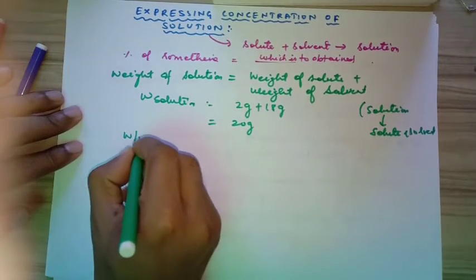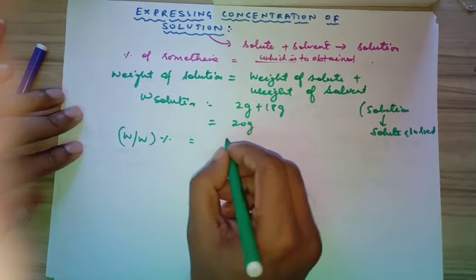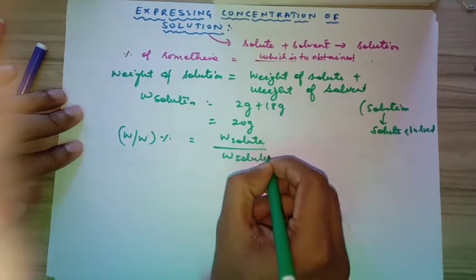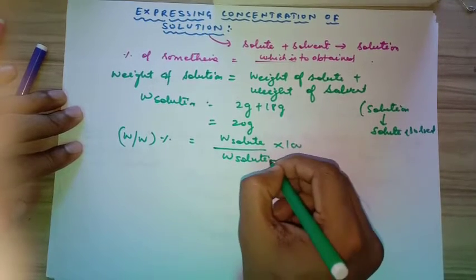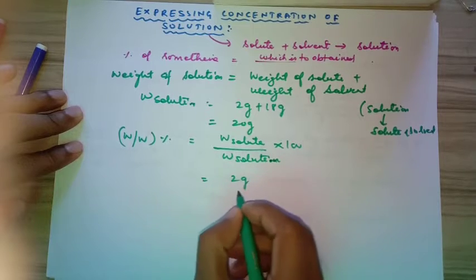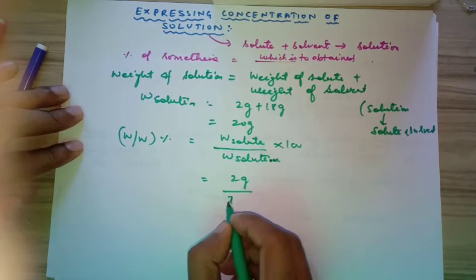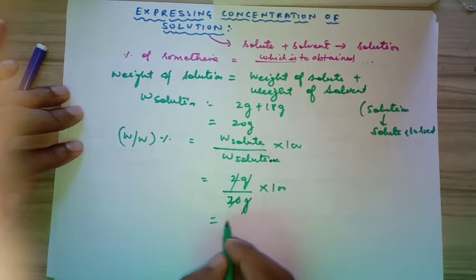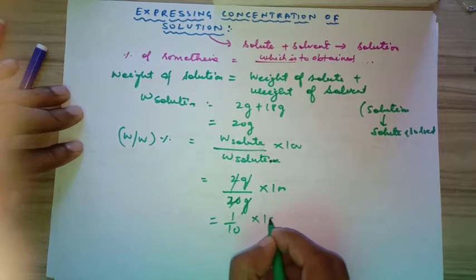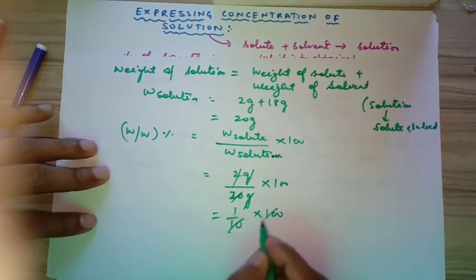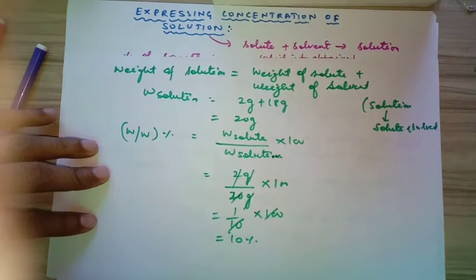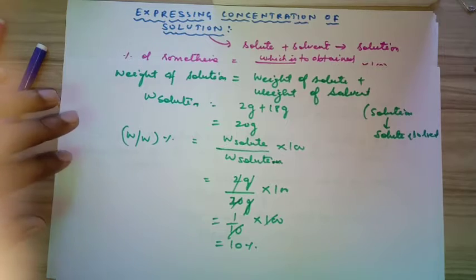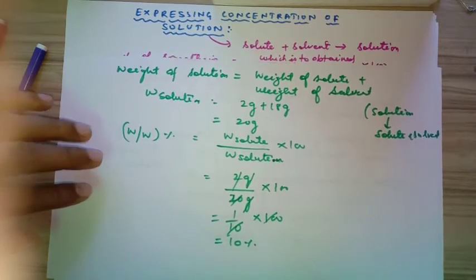So weight by weight percent will be given as W solute upon W solution into 100. So 2 gram is solute and 20 gram is solution, and that will be 100%. So gram and gram will be cancelled out. It will be 1 by 10 into 100. So on calculation we'll get 10%. So in this way we can calculate weight percent.